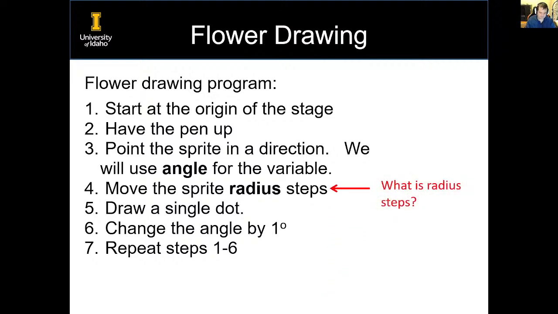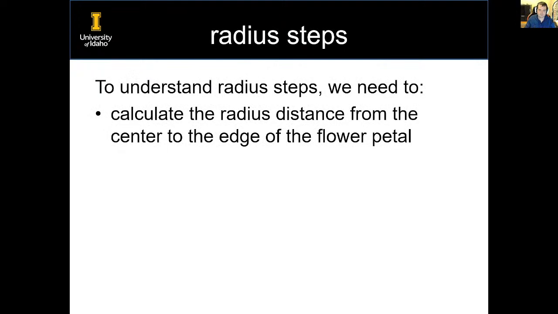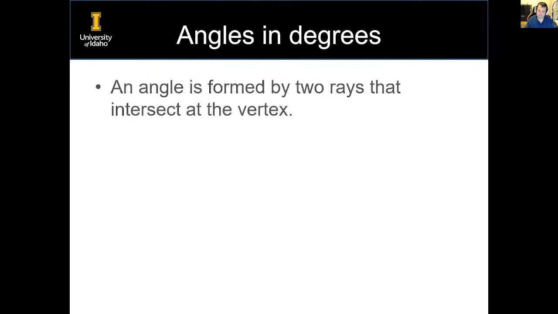One thing you might be asking is, what is radius steps? In order to figure out radius steps, we need to figure out the distance we need to go from the center to the outside edge of the flower, and we have to do that for every angle. We're going to make a bit of an outline around the flower right now. To figure that out, we have to do some trigonometry real quick, in case you forgot.